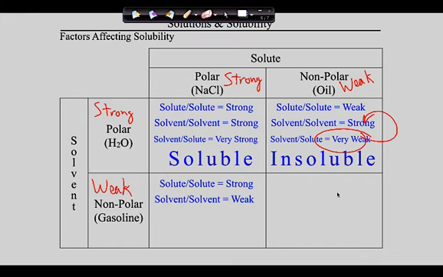So now, guys, what about this? What about the forces of attraction? Well, maybe we should say this. Does salt dissolve in gasoline? It doesn't. Let's talk about why.